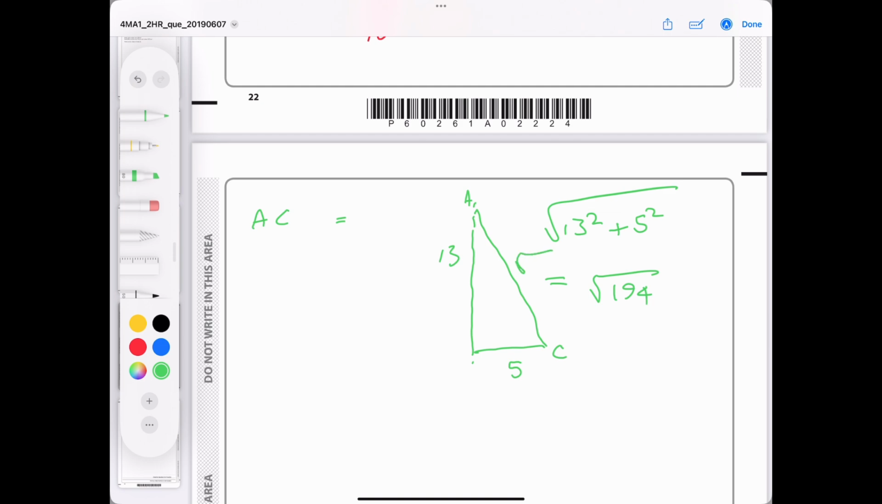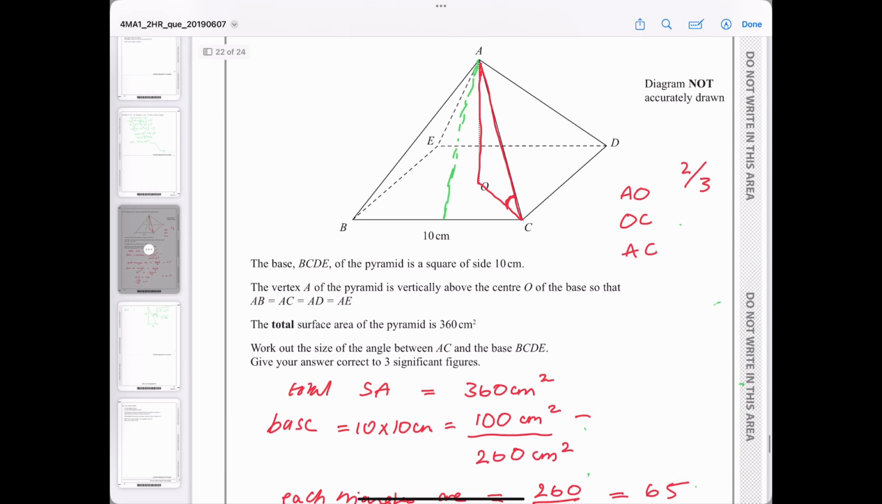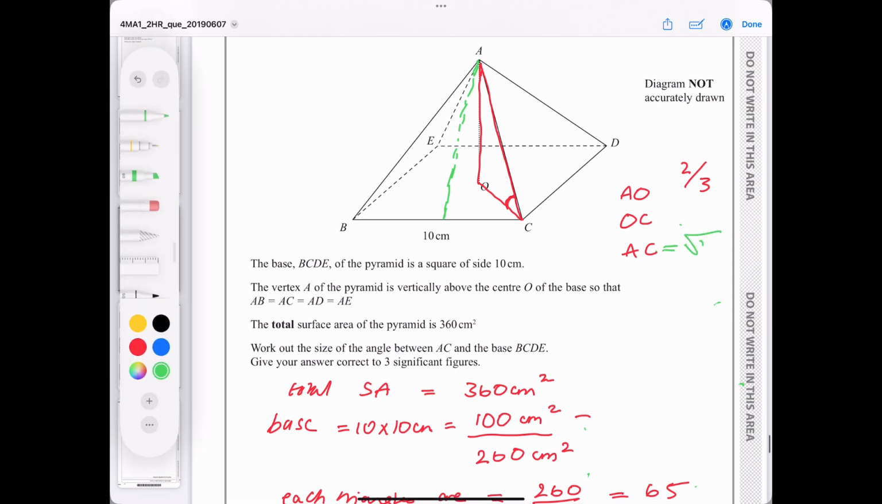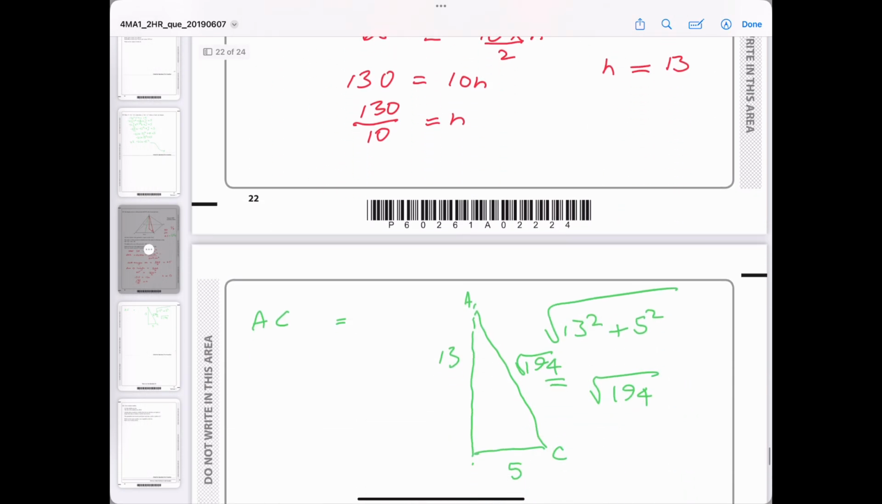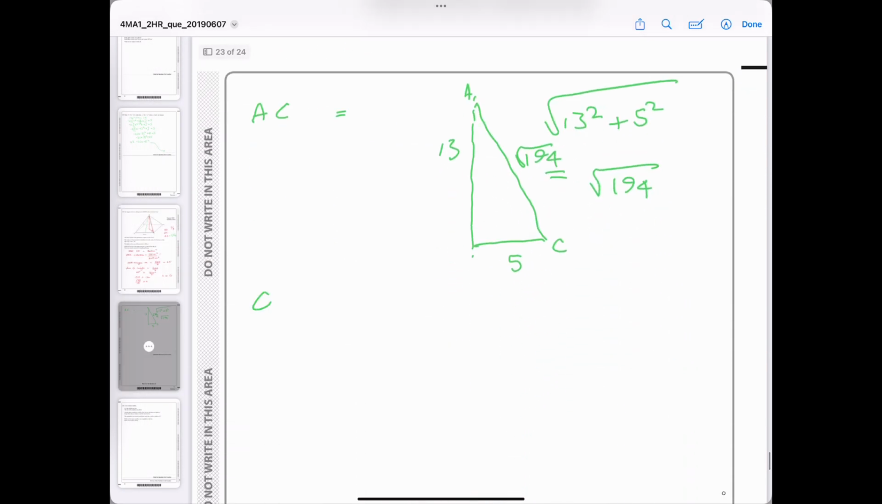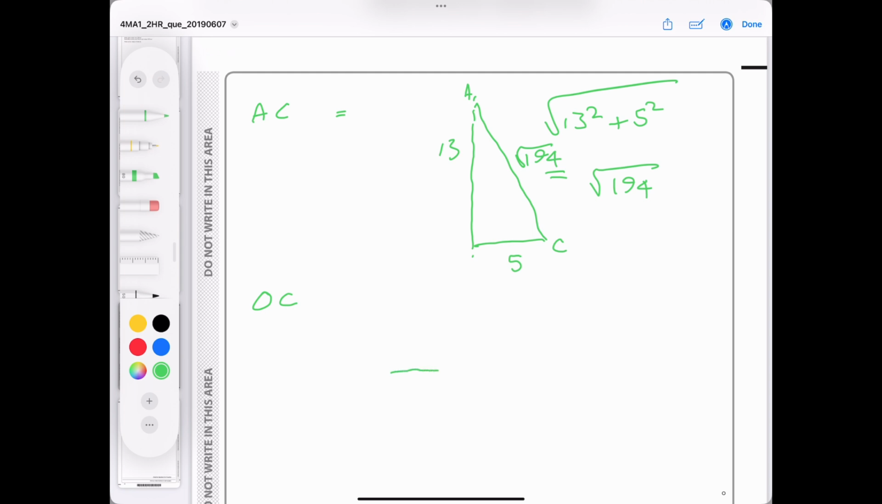Well, that's good. So we've now got one of those filled in. So we can now go back up to the top. We say AC equals root 194. So the next thing we've got to find out is OC. I think if I found out those, we can actually chill a bit. So OC, this is 10, this is O, this is C.